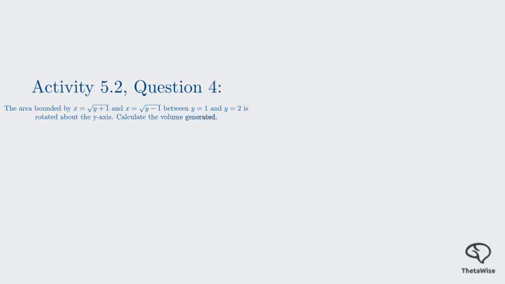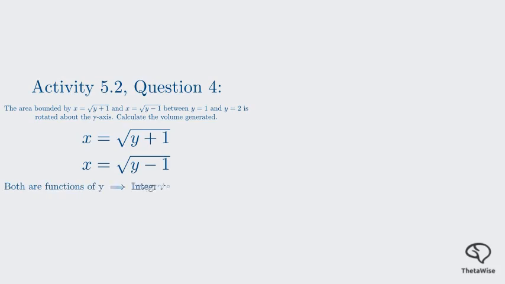Let's read the problem carefully. We have two functions: x equals the square root of y plus 1, and x equals the square root of y minus 1. Both define x in terms of y. This immediately tells us we'll be integrating with respect to y.